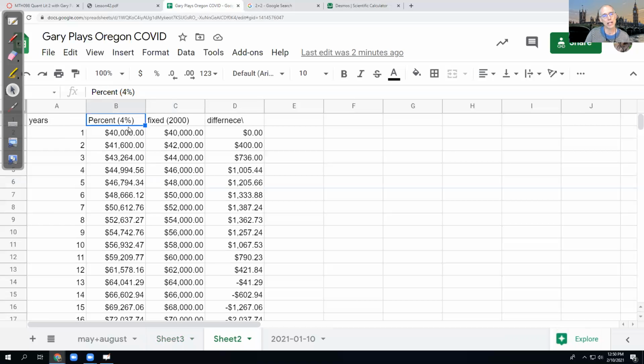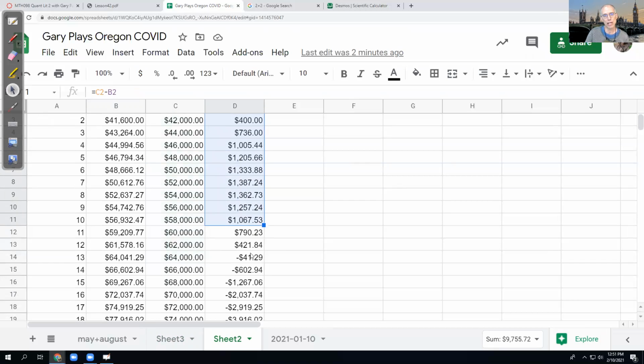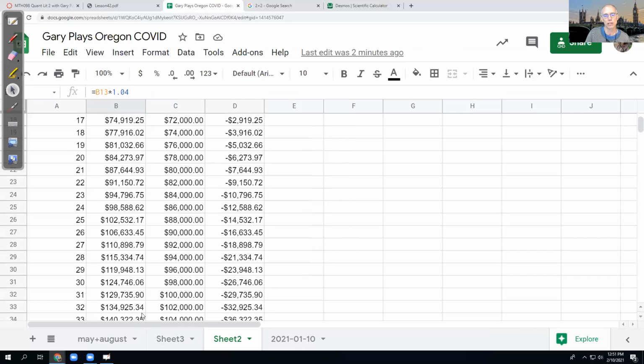So here I had the 4% per year raise versus the $2,000 per year raise. And we could see that although the $2,000 seemed like a better deal for a while, right? It paid more. So this was the difference, how much more the fixed was. Eventually, the percent raise did better. And then after that, it was always better.